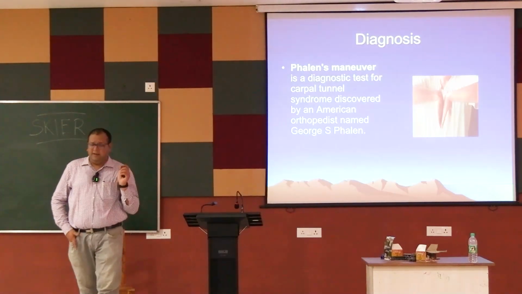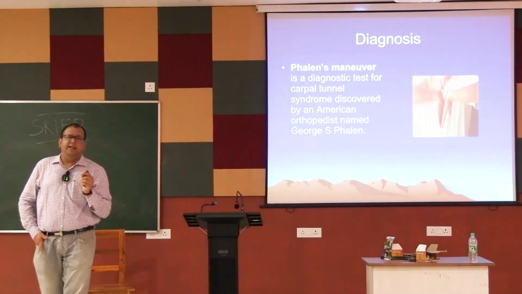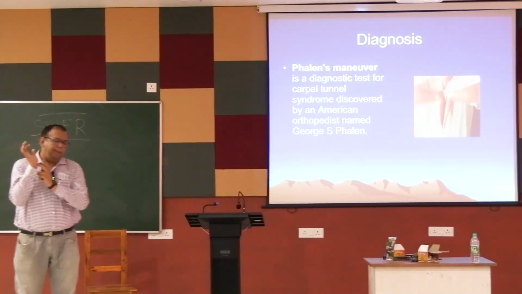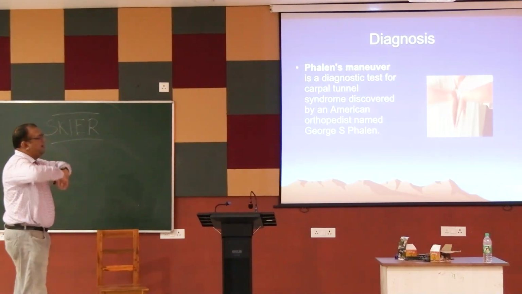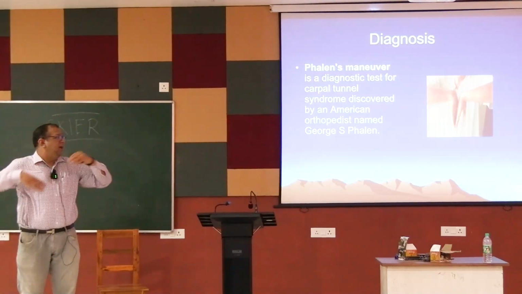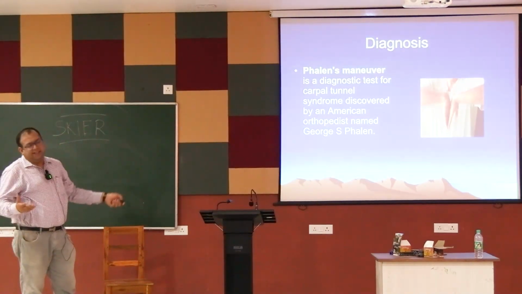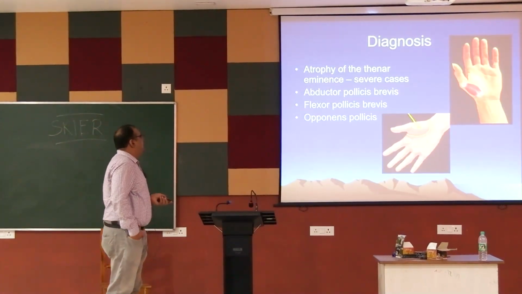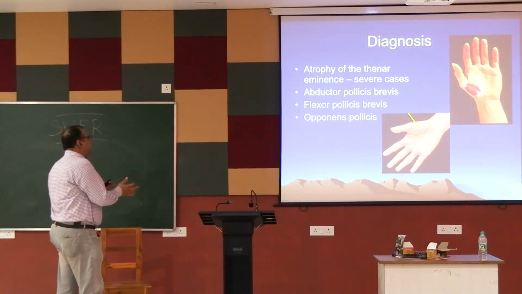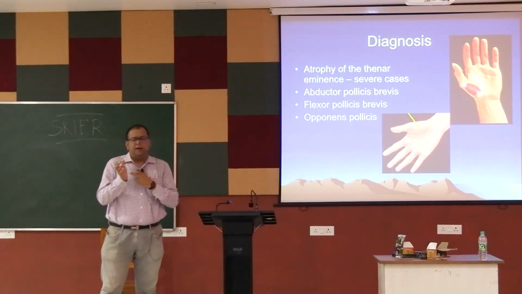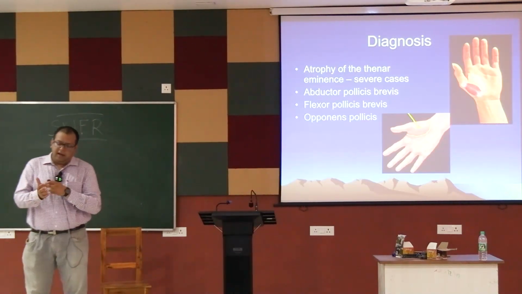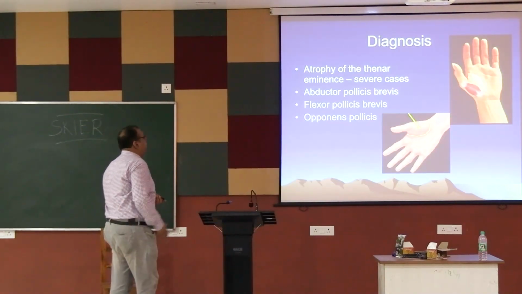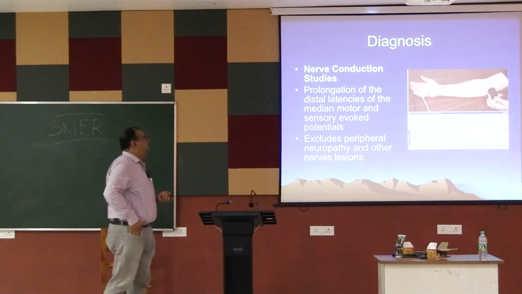Tinel is not a test, it's a sign. Positive Tinel sign is tingling numbness increasing by tapping on that part, and Phalen's maneuver is you ask the patient to keep the hand like this, like in the picture, for 30 seconds, and the tingling numbness gets increased. Okay? Also atrophy of the thenar muscles occurs due to decreased median nerve supply and disuse, and flattening of the thenar eminence occurs.